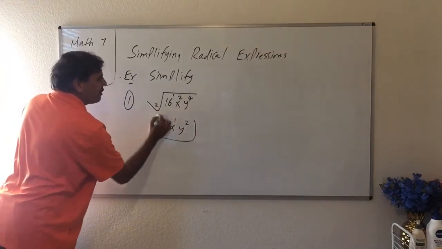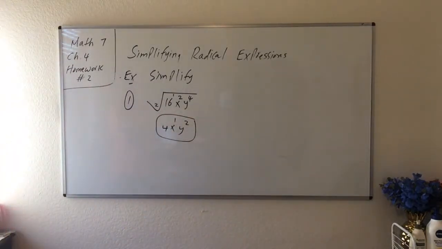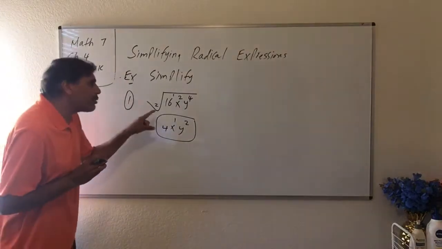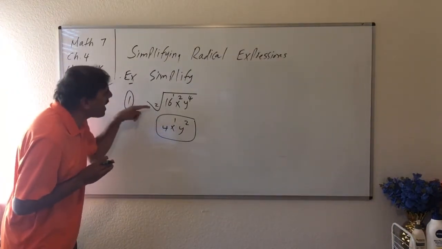And that's the answer. And this one is optional. You can leave it as is or just not write it. So 4x to the power 1, or x, y squared. Keep in mind, be very careful. I'm not saying half of 16 is 2. No, we divide the power by the index.